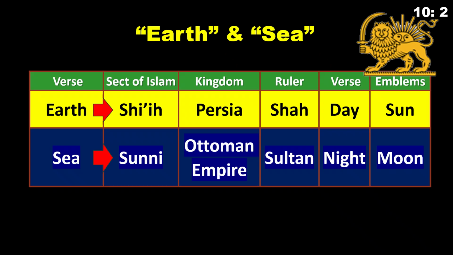The emblem of Persia is the lion holding a sword with a large bright sun behind it. The emblem for the Sunni Islam and the Ottoman Empire is the crescent moon.